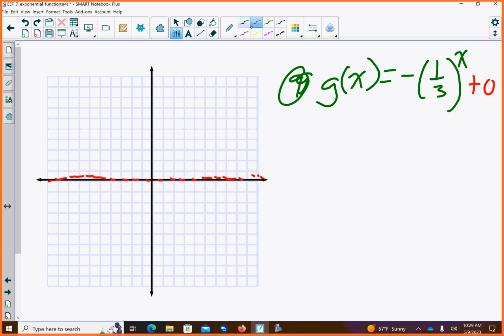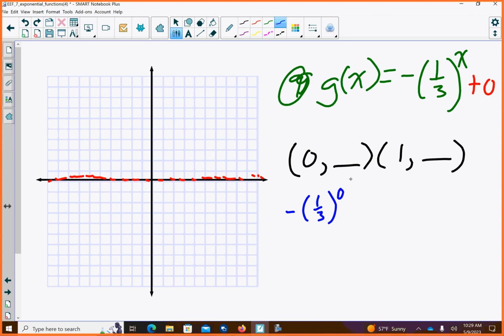So that's my asymptote. Now I don't know if this is growth or decay just by looking at it, but I'm going to plug 0, comma, and 1, comma into our equation. Let's take this one as blue. So I'm going to go negative 1/3 raised to the 0 power. What is 1/3 to the 0? 1. And then I have the negative outside, so it becomes a -1. So 0, -1 is right here. Do you see how I made that negative?